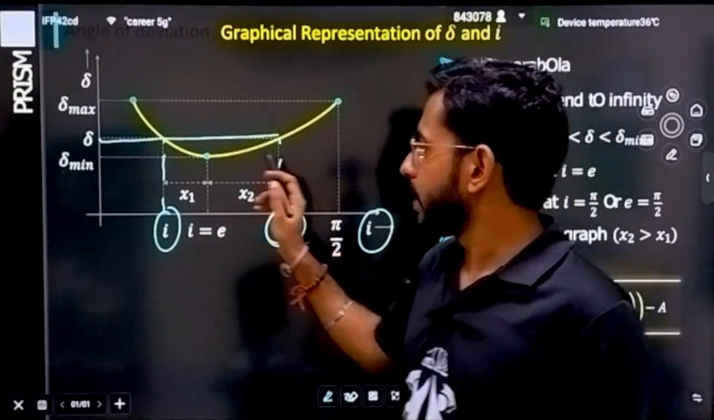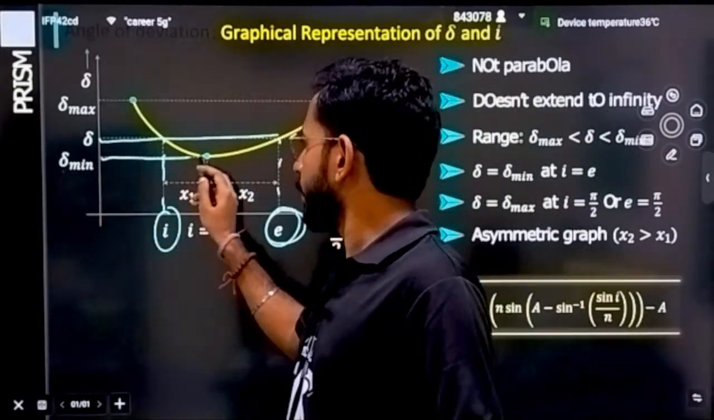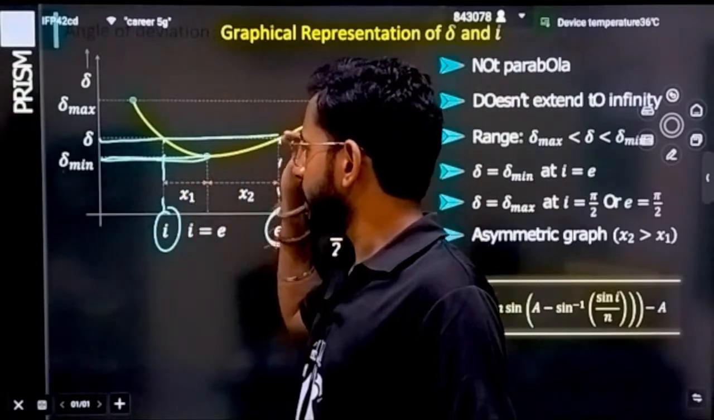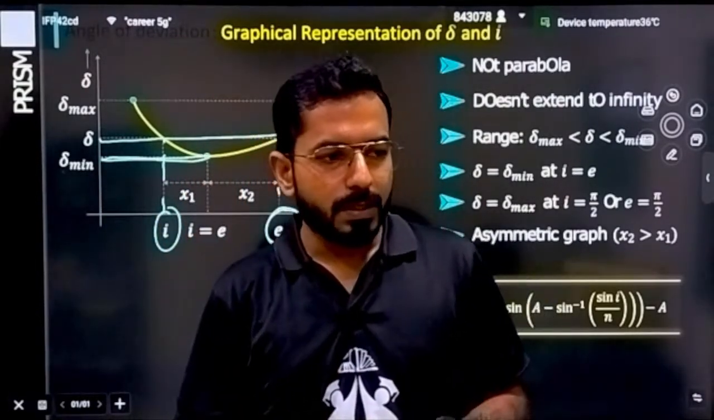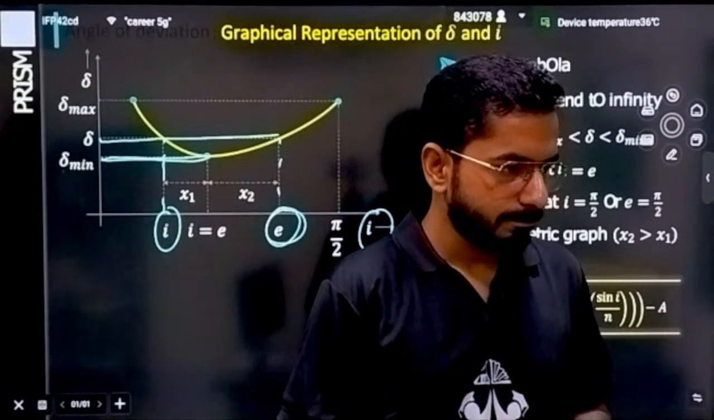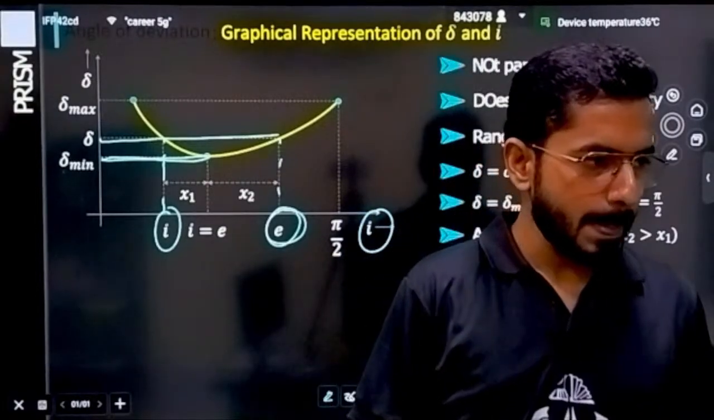The second thing is, come to minimum deviation. This is the minimum deviation line. Now, what will we observe at minimum deviation? What happened?